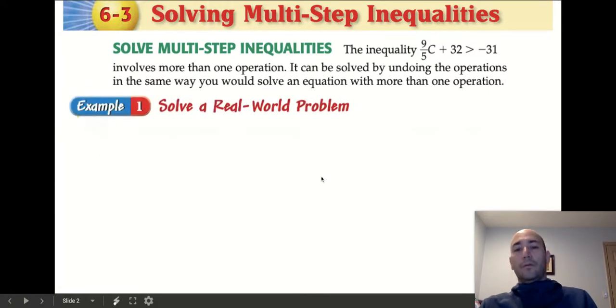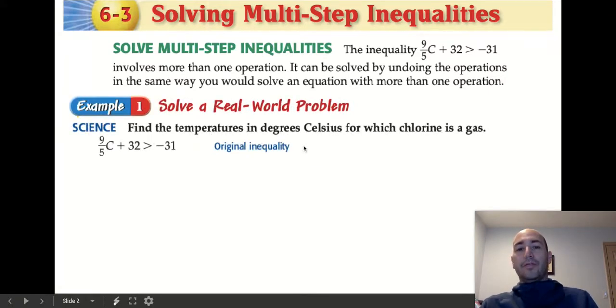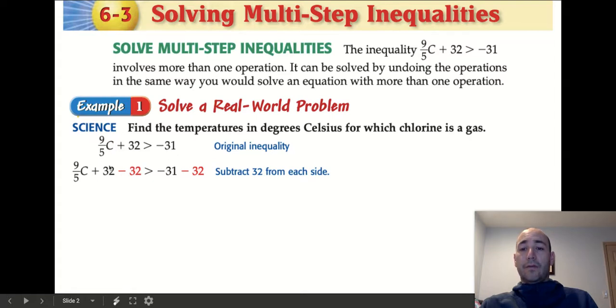So, solving a real world problem. Find the temperatures in degrees Celsius for which chlorine is a gas. If I took the original inequality from that problem and were to solve this, which means get the variable all by itself, I would want to start by subtracting 32 from both sides, because I'm trying to get the C by itself, so I can start by getting rid of the plus 32. Again, as long as you're making sure to do the same thing to both sides, the inequality will stay true. And whenever you subtract, the inequality will stay exactly the same. So that leaves me with 9/5 C is greater than negative 63.